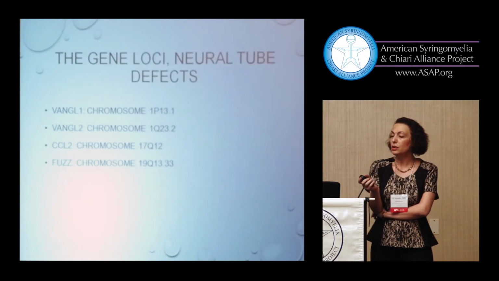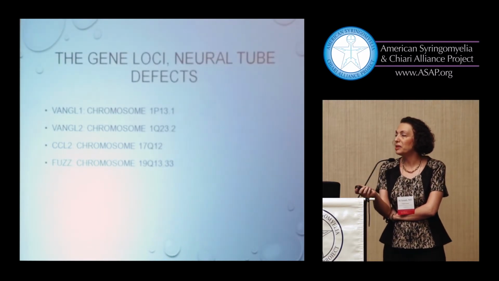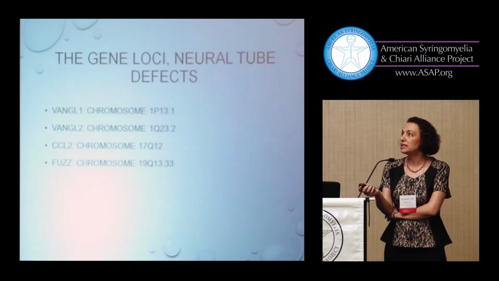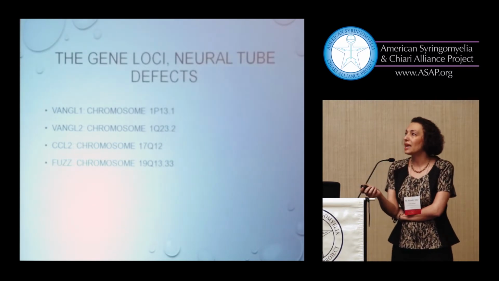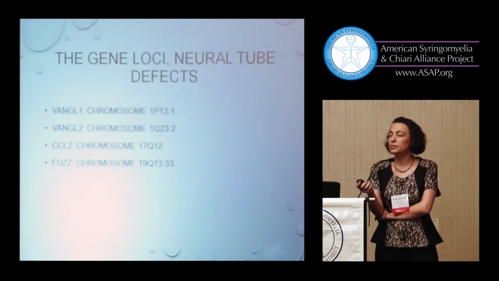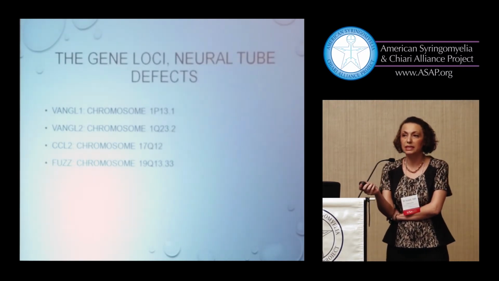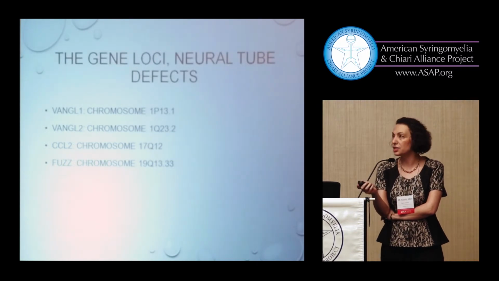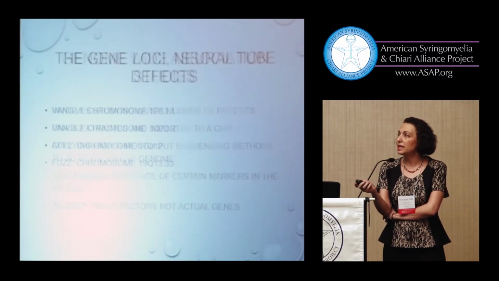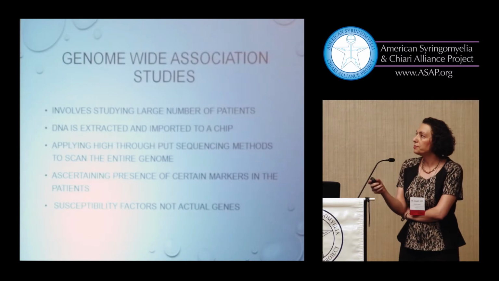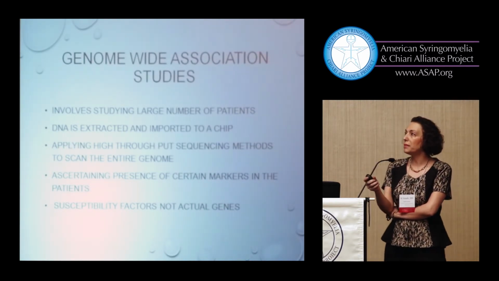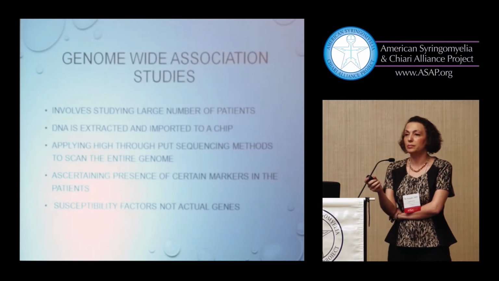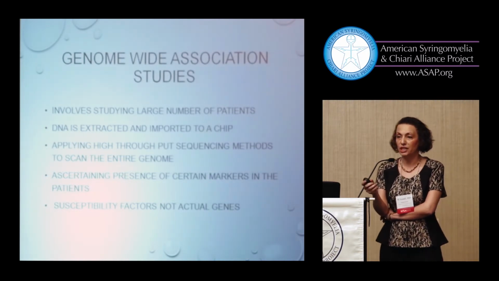So the genome-wide association studies basically have suggested presence of 4 genes that are potentially associated with neural tube defects. And again, these are probably susceptibility factors and not causal genes. And I would explain that in a little bit. So what genome-wide association studies are, this is a method that involves studying large numbers of patients.